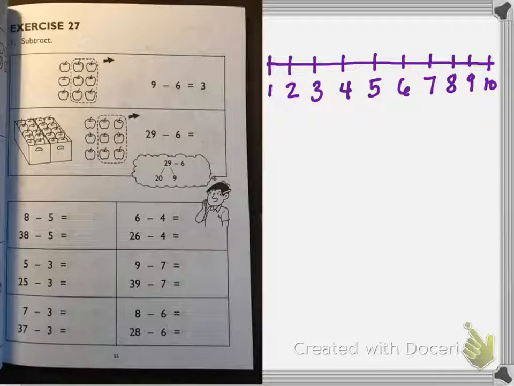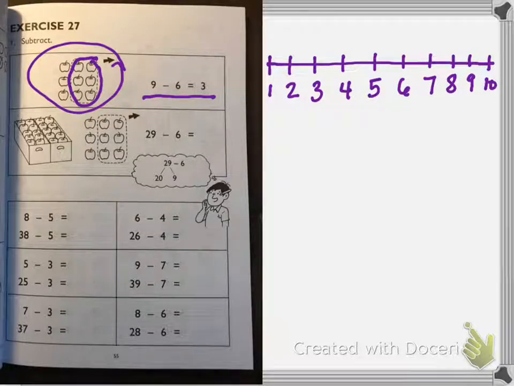Okay, so let's look at the example at the top. We have 9 minus 6 equals 3. There's a group of 9 apples total, and then it's circled 6 of them to take away. And then what that leaves is 3. 1, 2, 3. Now, if we did that on the number line, we would start at 9, and we would go backwards 6. 1, 2, 3, 4, 5, 6, and that would leave us 3. Okay, 9 minus 6 equals 3.